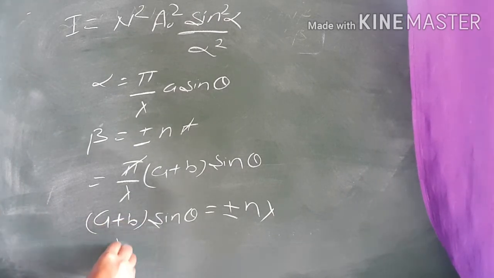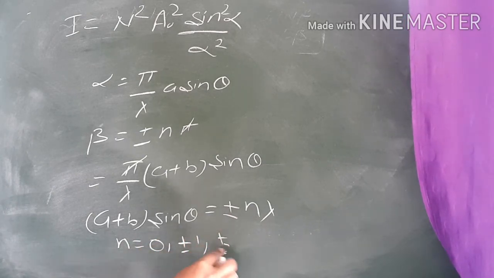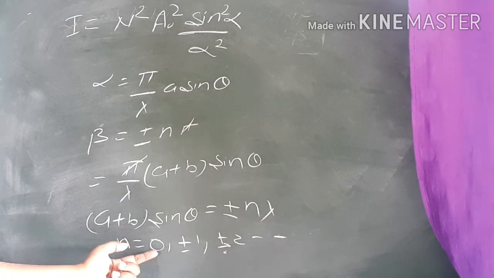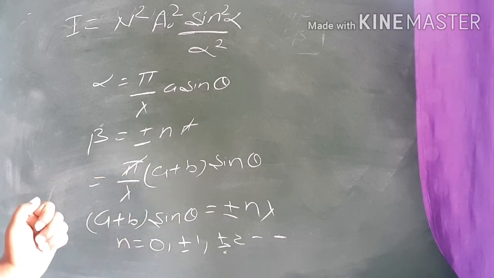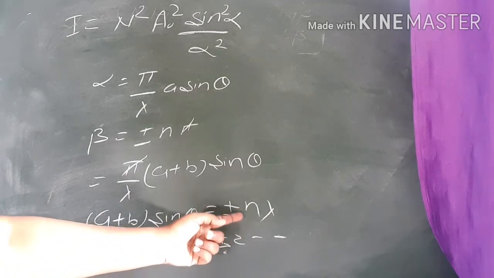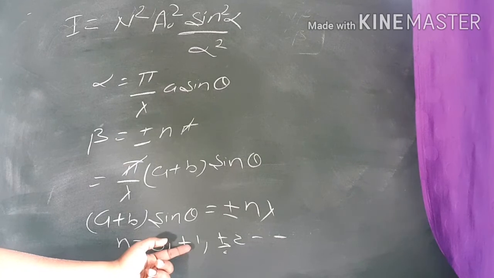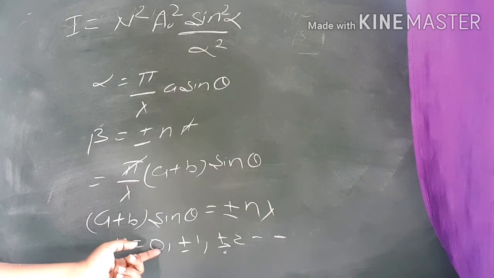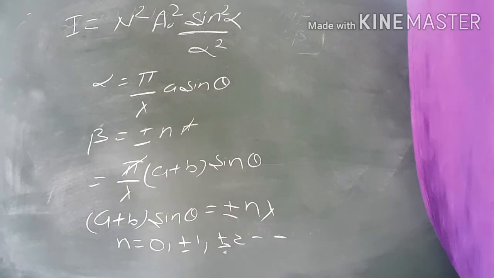n is equal to 0, plus minus 1, plus minus 2, and so on. n equal to 0 represents the central maxima. Central maxima is the brightest maxima. Okay, and after that, if we put n equal to plus minus 1, n corresponding to plus minus 1 gives the value of the first principal maxima. n equal to 0 is central maxima. This will give the first principal maxima, second principal maxima, and so on.